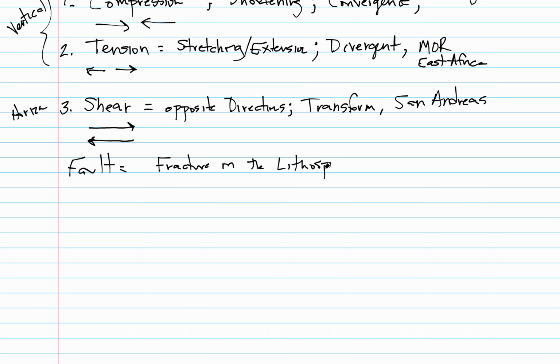The asthenosphere is viscous and moves, and so we don't think faults exist down there because they would just seal up. So it's a fracture in the lithosphere where motion on or along the break, the crack, has offset opposite sides.